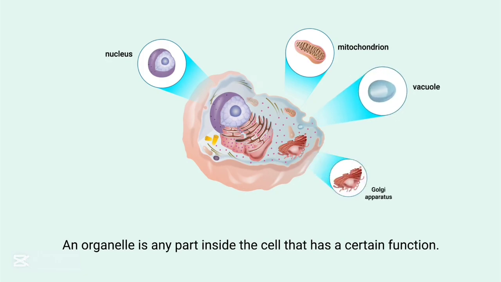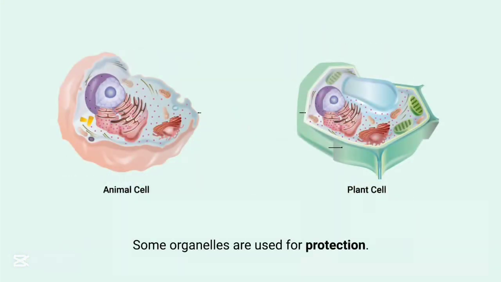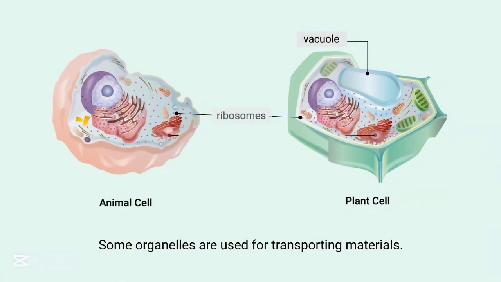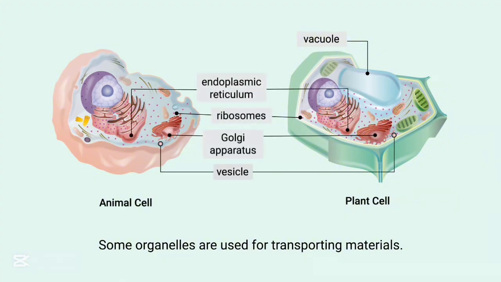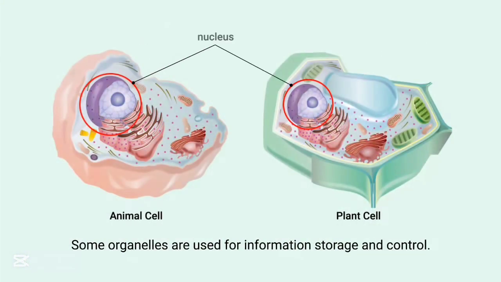An organelle is any part inside the cell that has a certain function. For example, some organelles are used for protection. Some organelles are used for transporting materials. Some organelles are used for energy production. Some organelles are used for information storage and control.